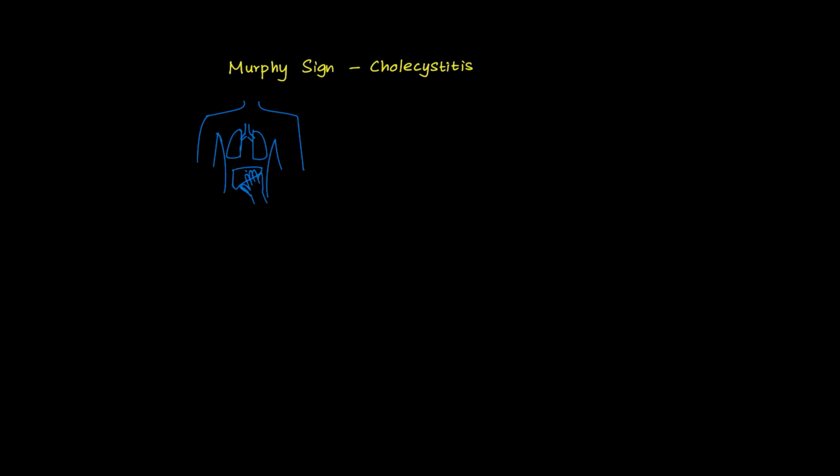Right upper quadrant pain after fatty foods, nausea, fever, and during palpation the patient suddenly stops breathing in when the nurse pushes on the RUQ. That's a positive Murphy sign, and it points straight to gallbladder disease, cholecystitis. Murphy sign works like this.